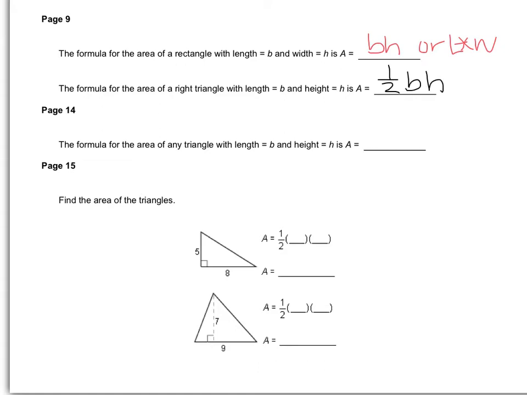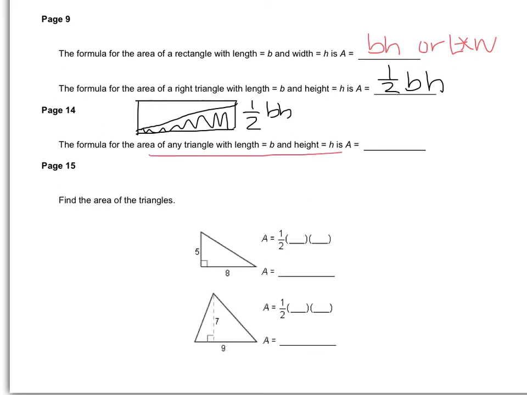height. And the reason that's the case is because if I had this rectangle here, I could split it in half and I could get a triangle, and the area of this part would be half the area of the whole one, half the area of base times height. So the formula for the area of any triangle with length b and height h is 1/2 base times height. It does not just work for right triangles.